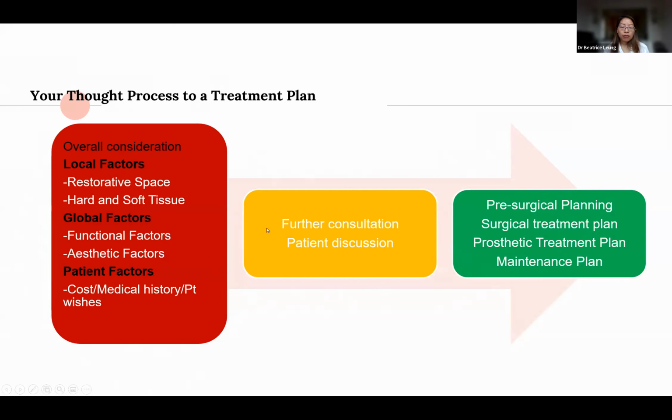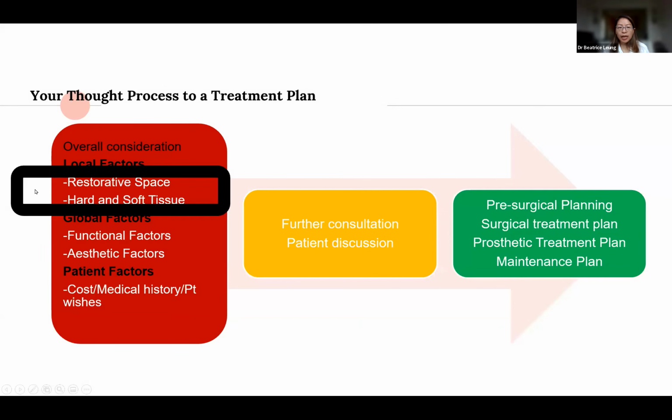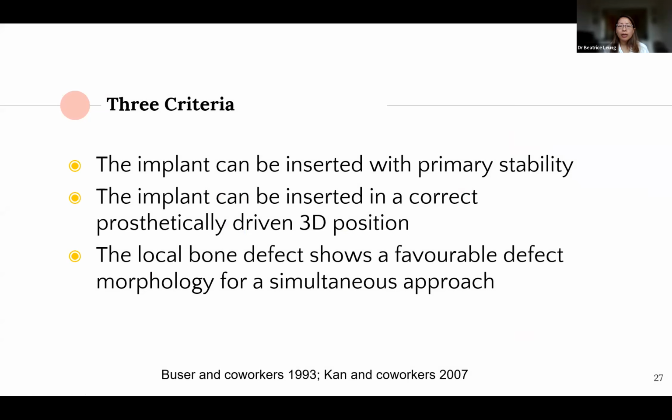You might have to go through further consultation and more patient discussion before you arrive at an actual plan. An actual plan, to me, is four stages: the pre-surgical plan, the surgical plan, the prosthetic plan, and the maintenance plan. Now, in this case, if you are looking at an implant where you might be considering an immediate protocol, let's look at some of the hard and soft tissue key information you need to look at.